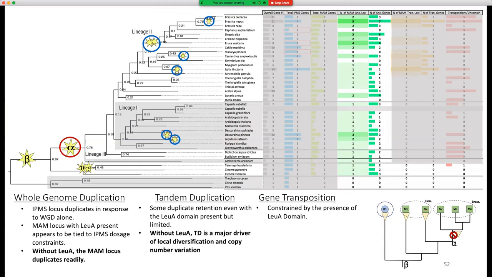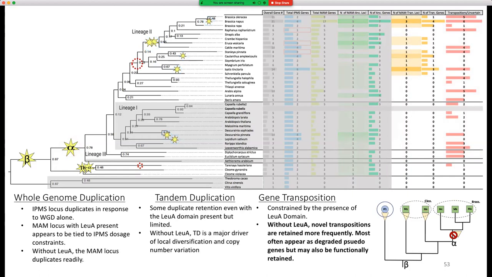In that case, we can estimate that the loss of the leucine dimer domain occurred after the alpha duplication, which is why it didn't duplicate at alpha, and that the key innovation of glucosinolate diversification can be directly tied to this loss of the leucine dimer domain. It has long been considered that glucosinolate diversity is a key innovation of the Brassicaceae, but I think here is a good example of a mechanism for that.